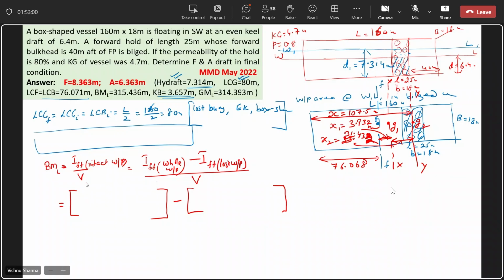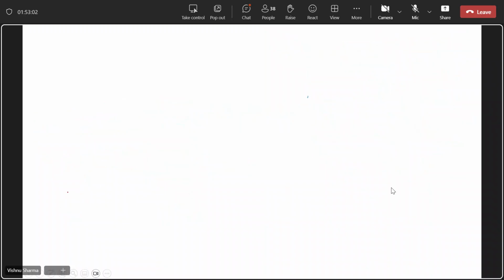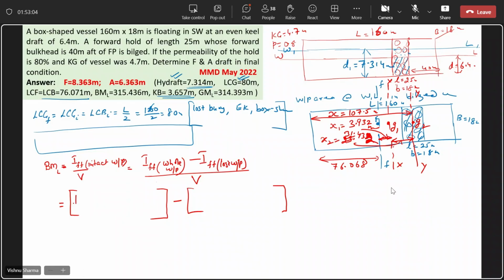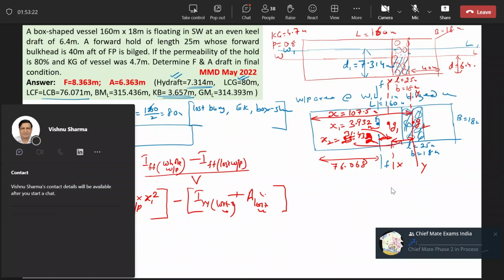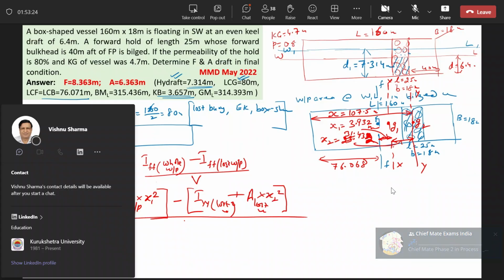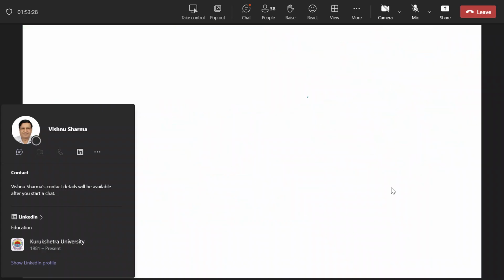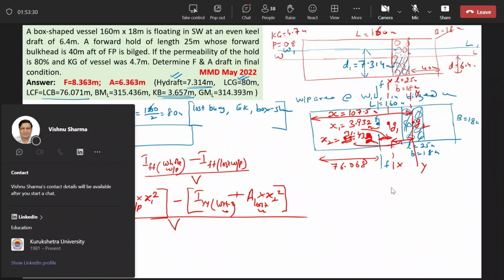So it will be I xx of the whole water plane plus area of the whole water plane into x1 square. And this will be I of the lost water plane plus area of the lost water plane into x2 square upon volume of displacement. And now we can put these values because now we know what we are calculating.